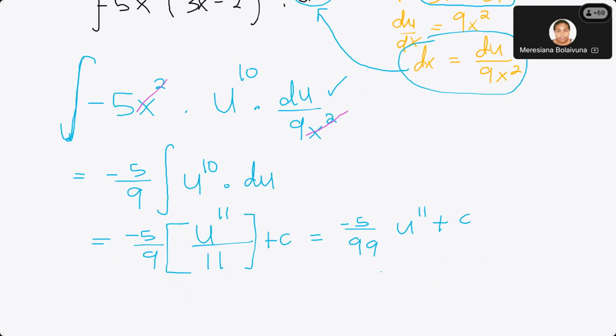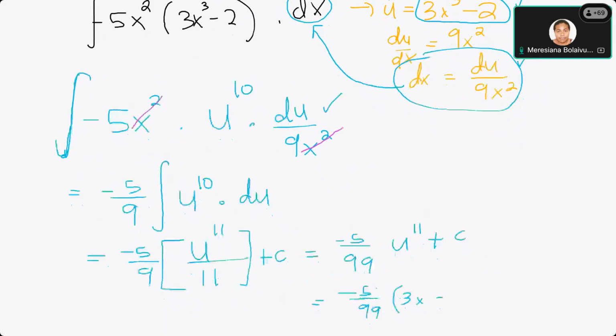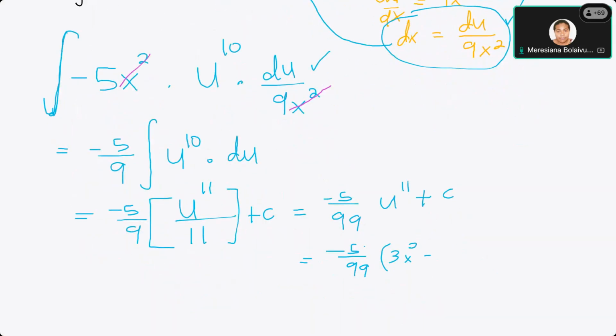And all you need to do is replace u with the original equation. So negative 5 upon 99 and 3x squared minus 2 to the power of 11 and plus c. This right here is the final answer.